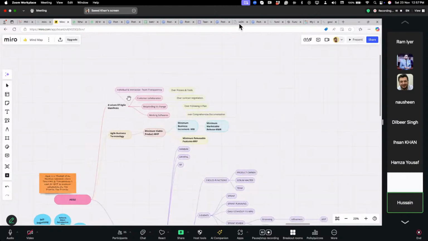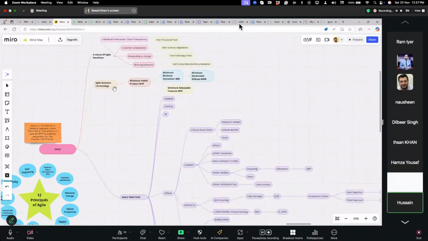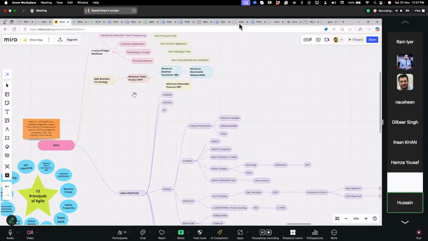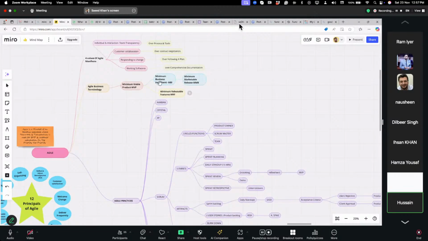It's individuals and interactions over processes and tools, then customer collaboration, responding to change, and working software, and they are further categorized. Then I'll go to agile business terminology. We have the minimum viable product, MVP, which is further categorized into MBI, minimum business increment, and minimum releasable features. Minimum marketable release as well is from the MBI.